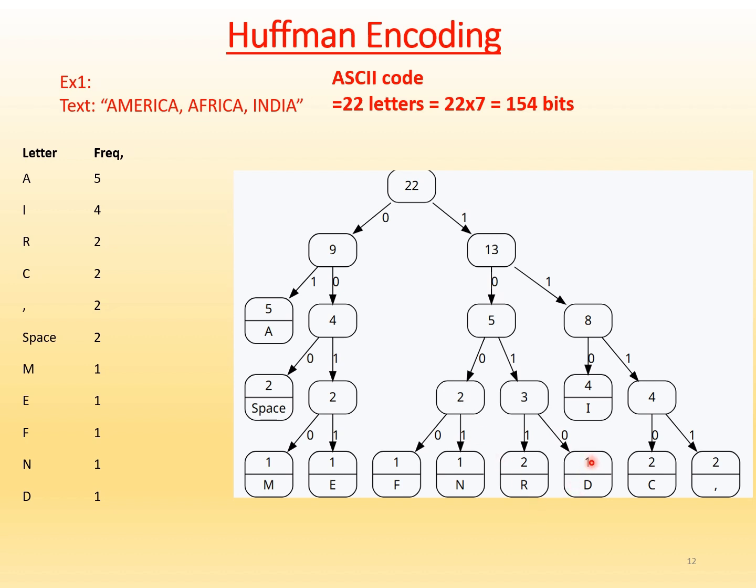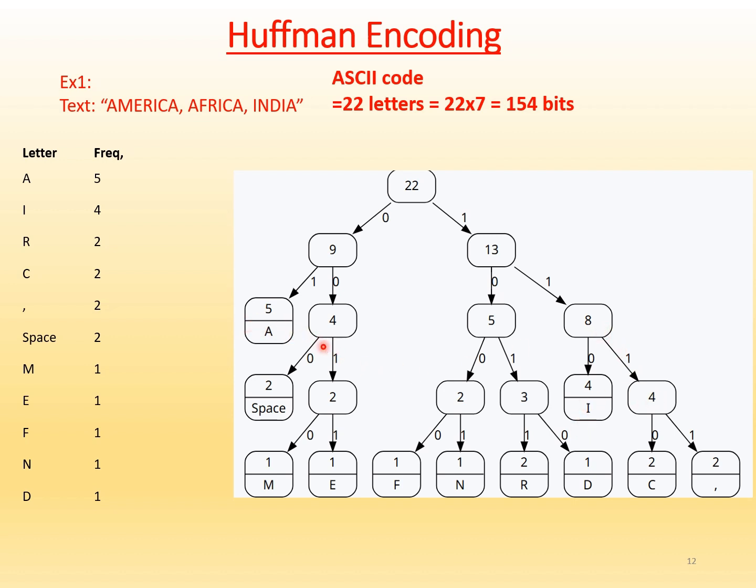Then another one was there, so you are combining it with a 2 and R and D, you are getting a total frequency of 3. And then you are getting C2 and comma 2, you are getting another frequency. Okay, and then after that you are combining C and space and this together, and you are getting a total frequency of 4. And here you are combining 2 and 3, you are getting a frequency of 5. 4 and 4, you are getting a frequency of 8.